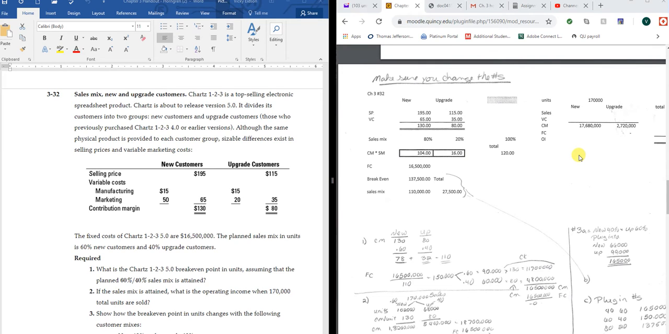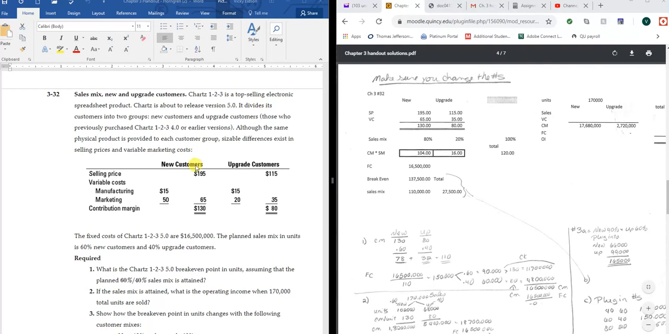Okay, assuming you've paused it, the steps are to one, figure out the contribution margin and/or contribution margin percent. Second, multiply it by the sales mix. Third, add the two numbers you get together, and then you use the formula of fixed cost divided by contribution margin or contribution margin percent.